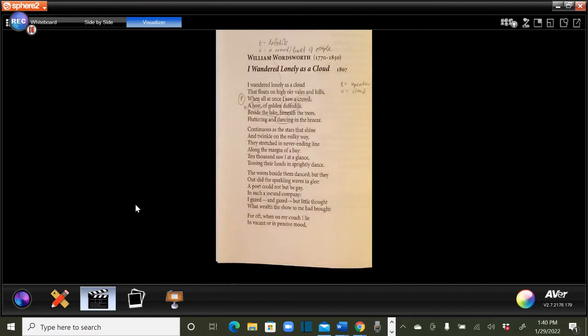Now our imaginary gaze has gone up from the cloud down to the valleys, which is lower, then hills, so he's raised it again. And now we're back down visually to the host of daffodils beside the lake, a quick flash of imaginary insight, and then beneath the trees, fluttering and dancing in the breeze. So if you can, see in your mind all the movement happening with the imagery associated with the metaphor.